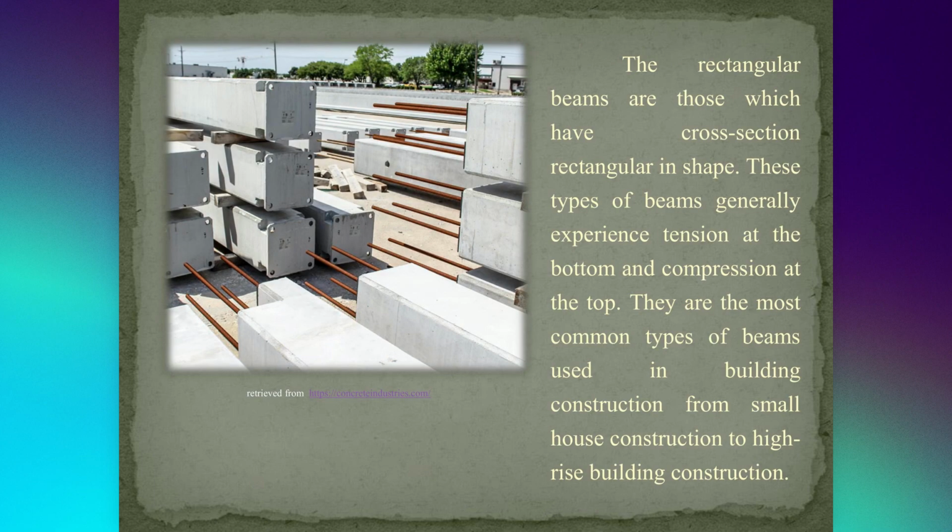The rectangular beams are those which have a rectangular cross-section. These types of beams generally experience tension at the bottom and compression at the top. They are the most common types of beams used in building construction, from small house construction to high-rise building construction.